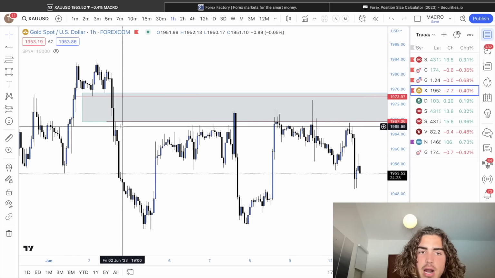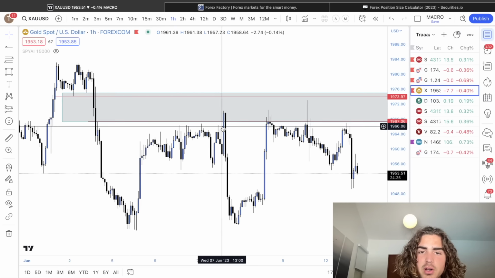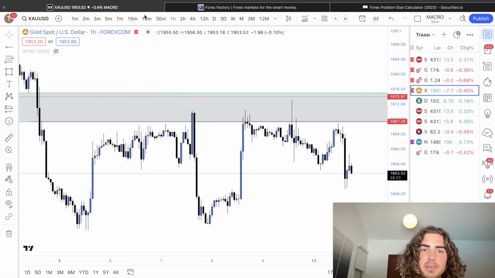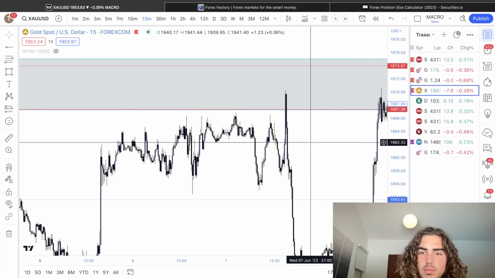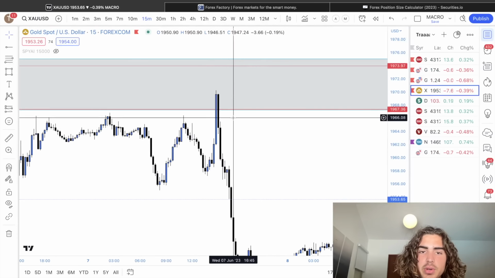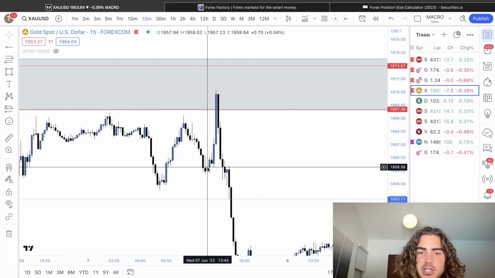Break of structure on the 4 hour along with the imbalance. This looks perfect. What does gold do? Spike up into that liquidity area. Boom. We get a break of structure on the 15 minute.